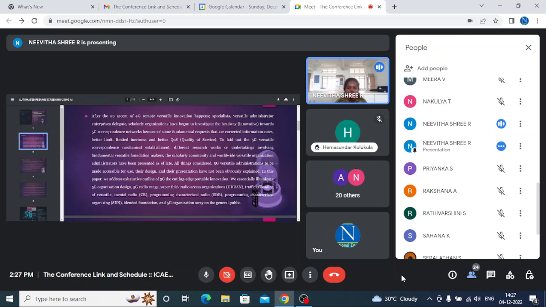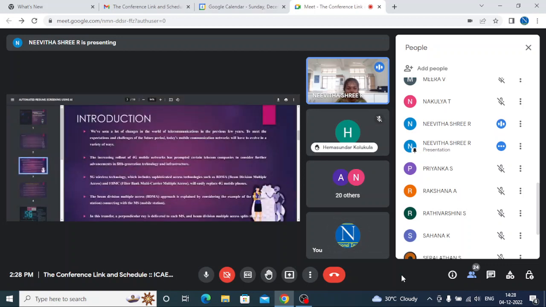In this paper, we present an overview of 5G cutting-edge wireless innovation. We essentially illuminate 5G network design, 5G radio spectrum, ultra-dense radio access network, traffic offloading of wireless, cognitive radio (CR), software-defined network (SDN), blended foundation, and 5G network on the general public.